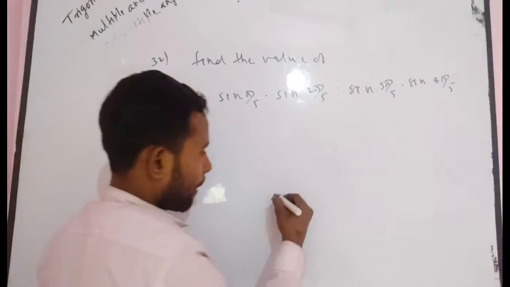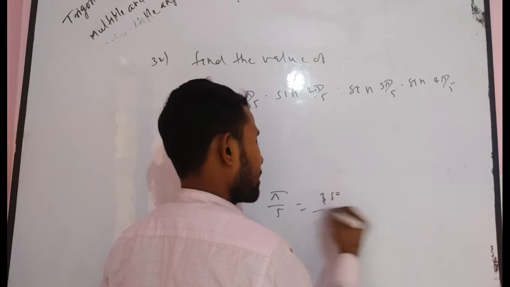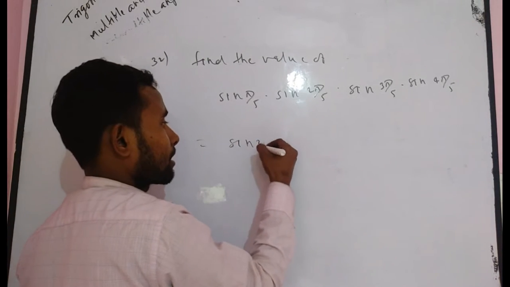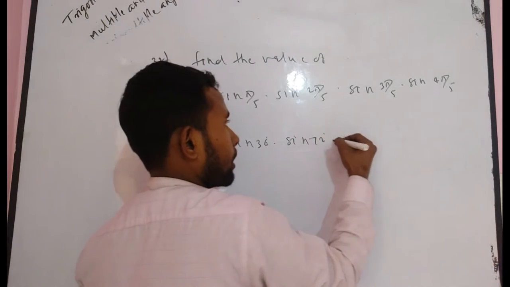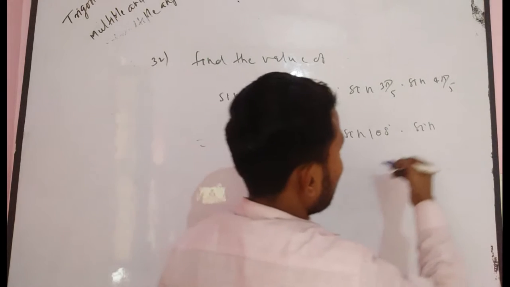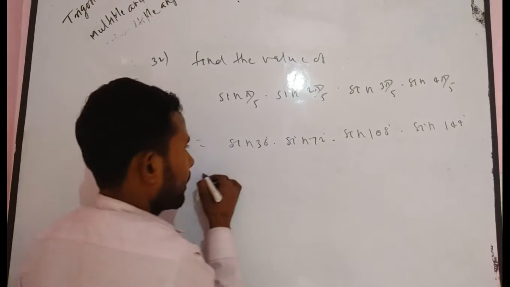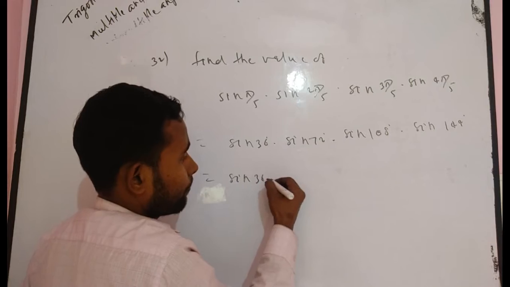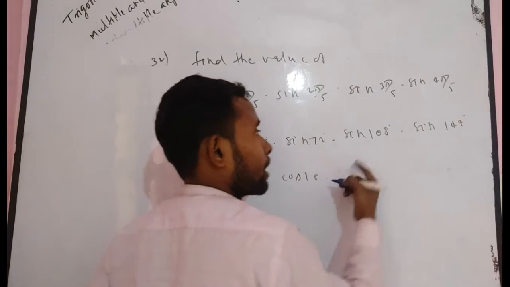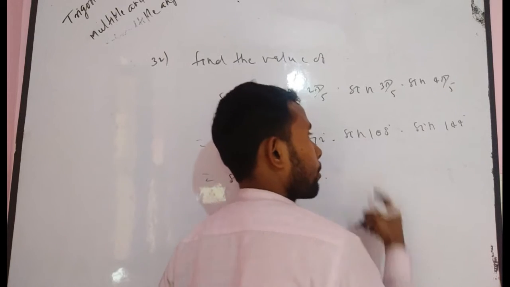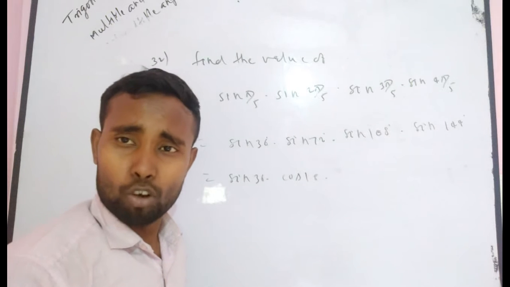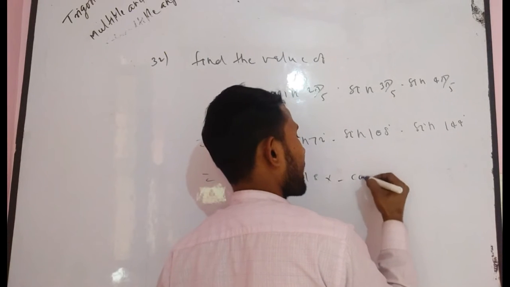I think, what is the value of pi by 5? 180 divided by 5 will be 36. So it will be sin 36 into sin 72 into sin 108 into sin 144. Now sin 36 you know, and sin 72 is also known. How can you find sin 72? It will be cos 18. sin 108 will be what? Because sin 108 can be written as sin(90 plus 18), and sin(90 plus theta) will be cos theta, so you can write cos 18.